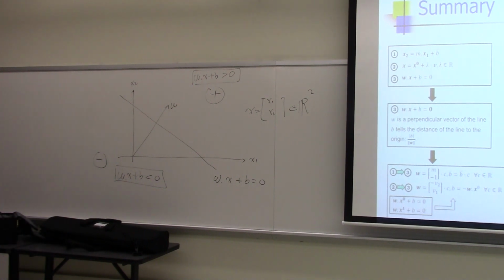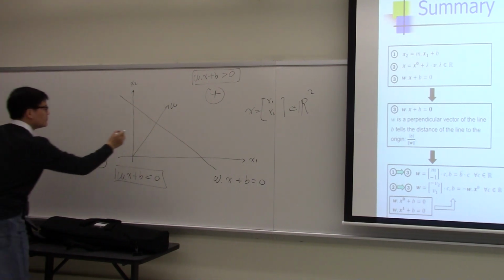So this is the geometric interpretation of the line, and it's fundamental to support vector machine. And B, what is B? B basically tells you the distance of your line to the origin. So this is B.